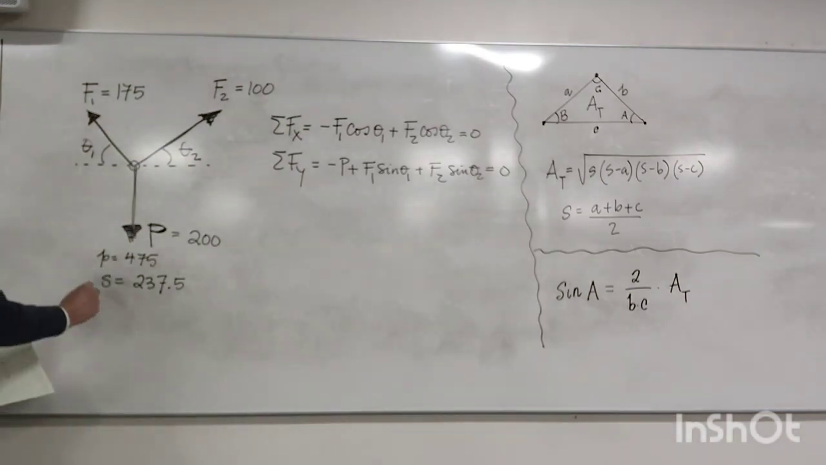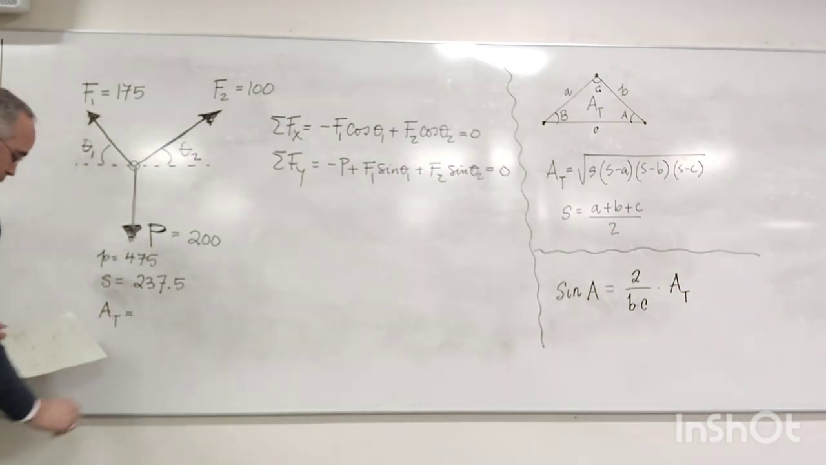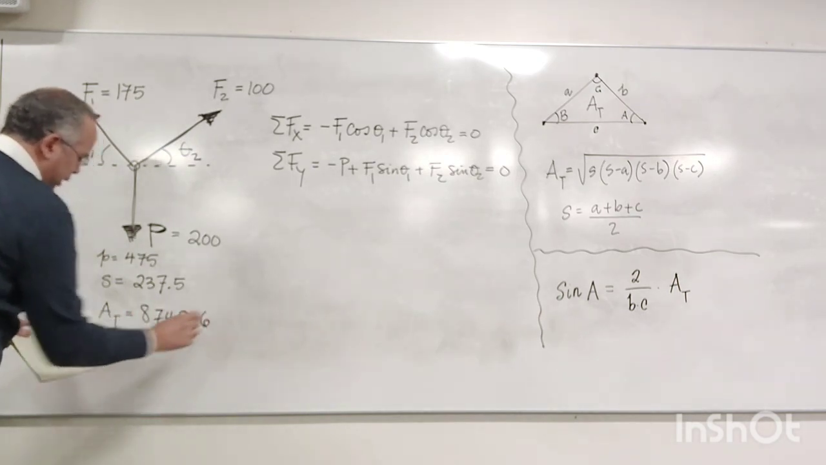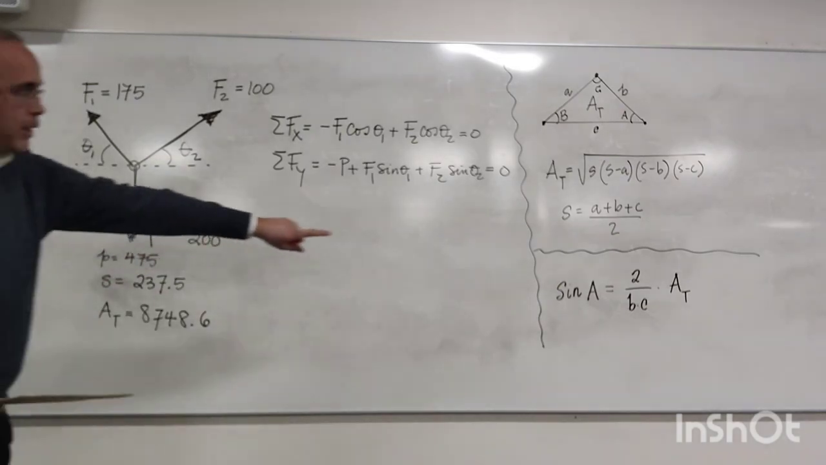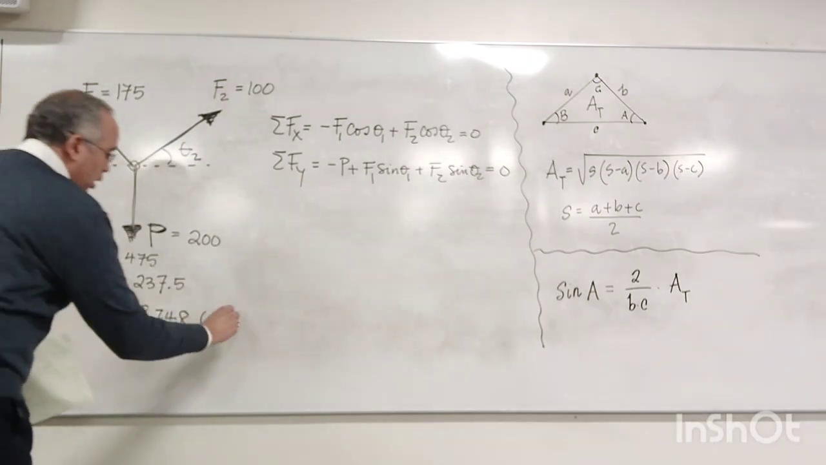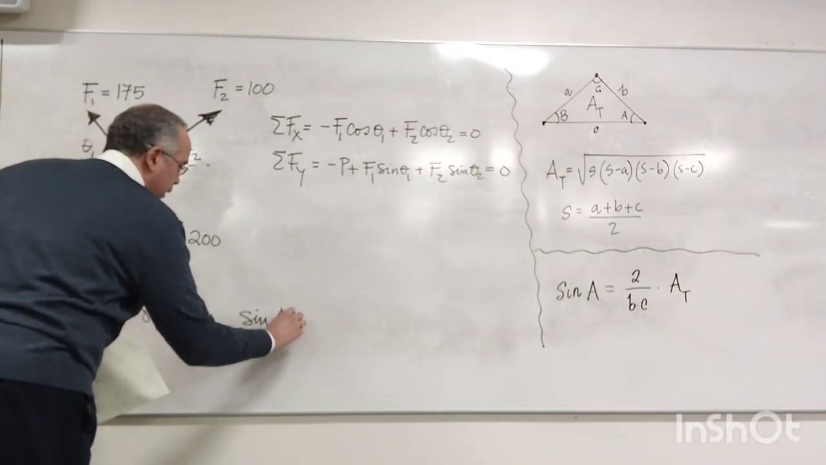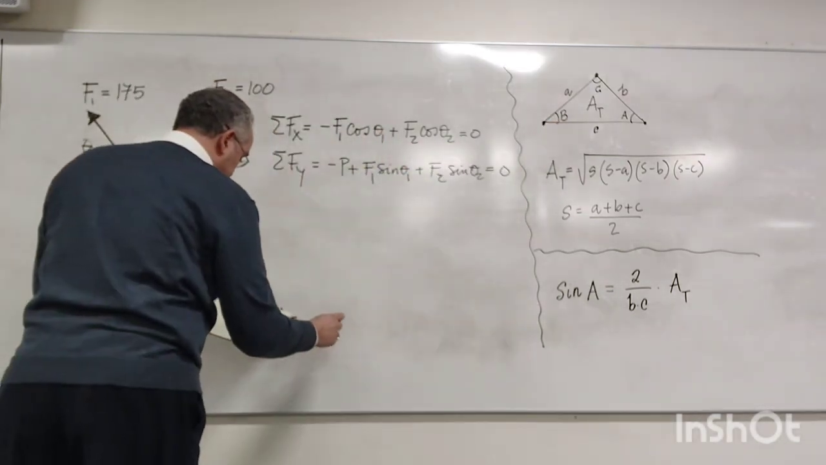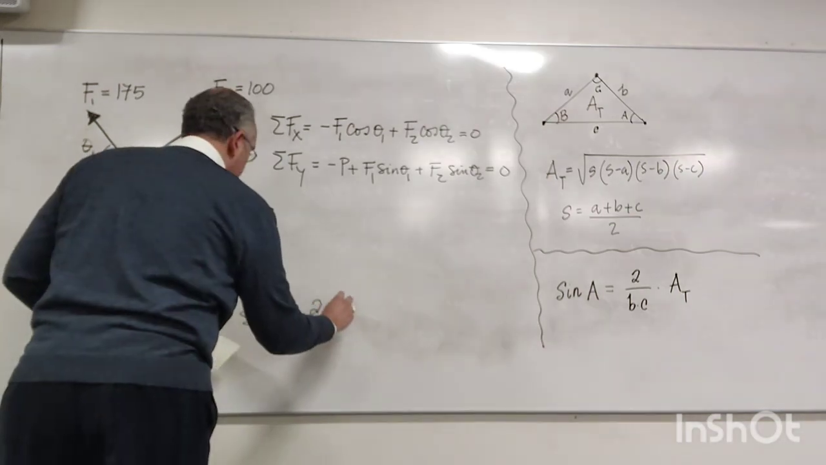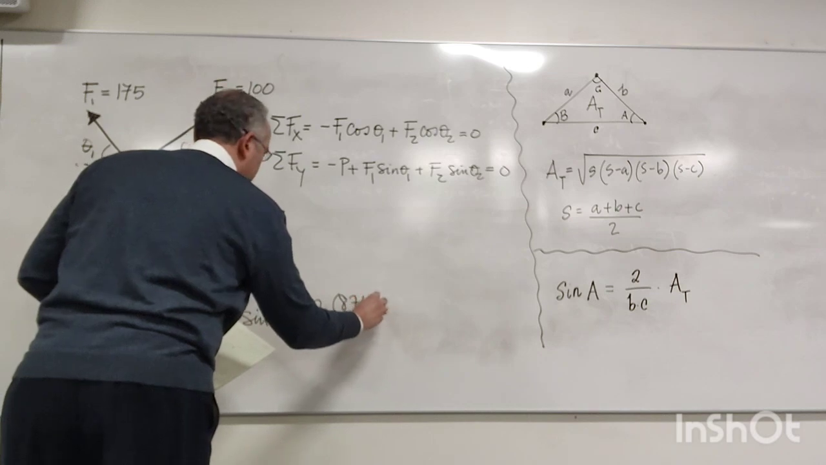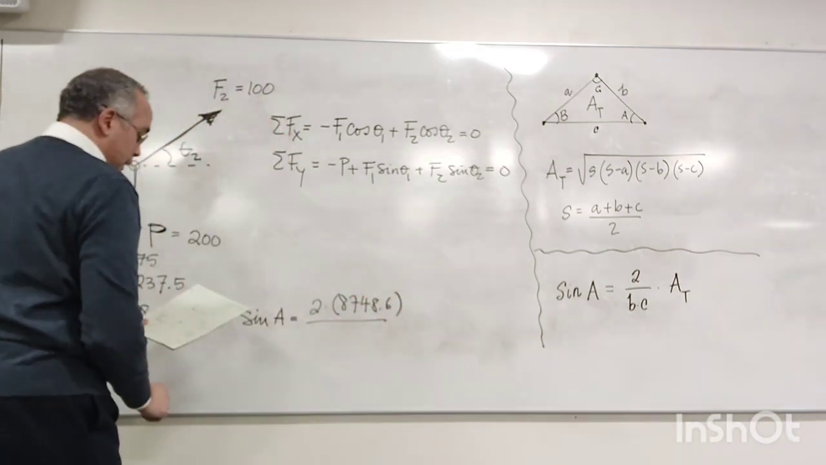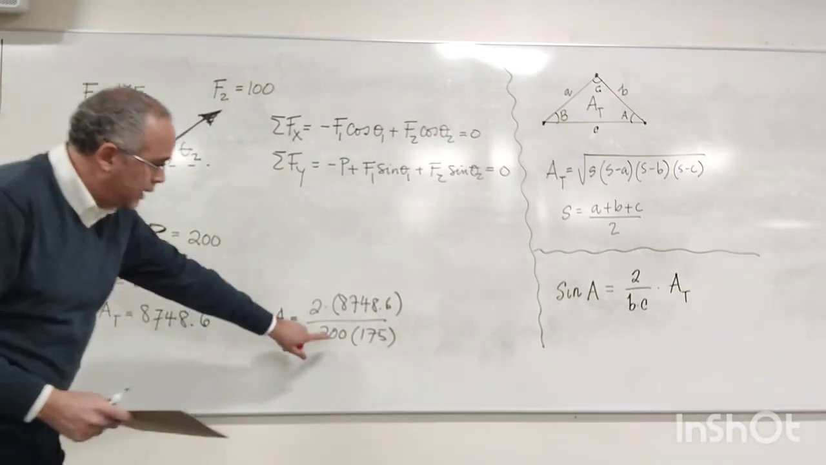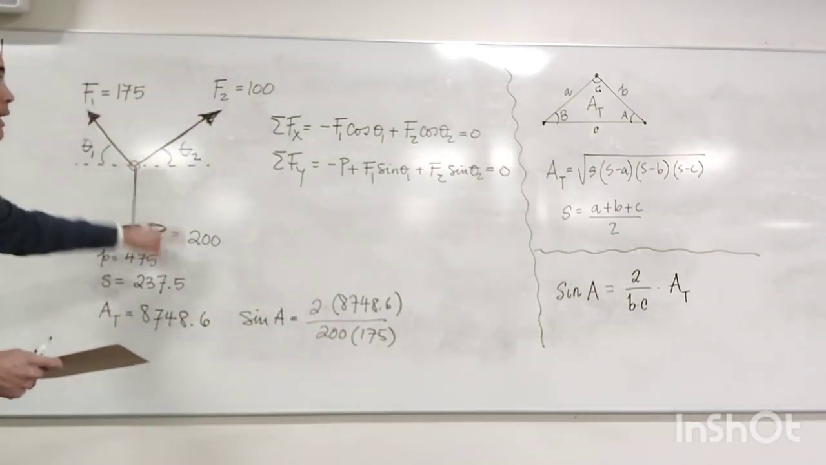And then we simply plug that into Heron's formula, and we find the area of the triangle being equal to 8,748.6. That's AT. And then we go to this formula and find the sine of the angle. So sine of A, we mean the angle between B and C, is going to be equal to 2 times AT, which is 8,748.6, divided by B times C, 200 times 175.